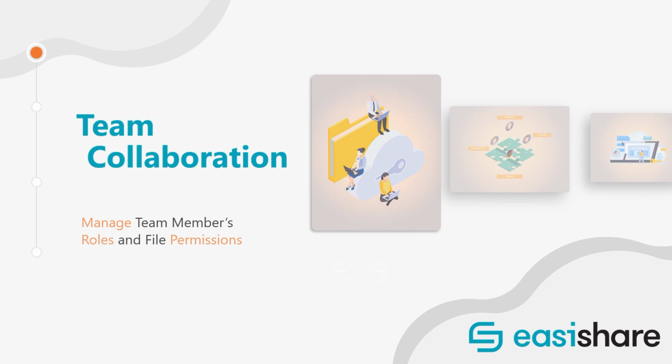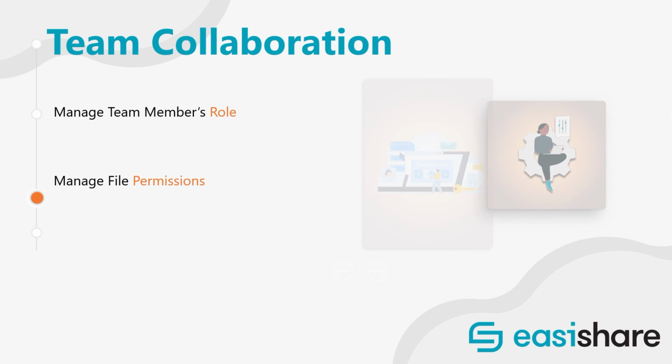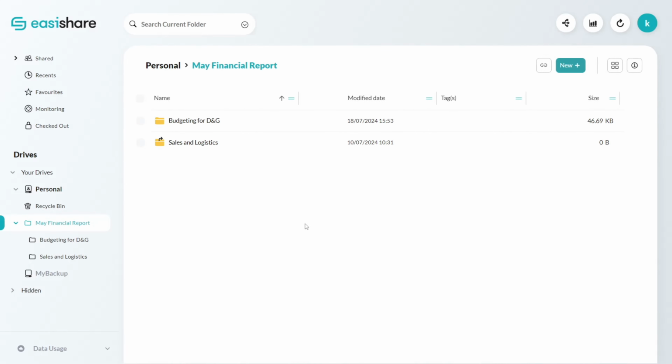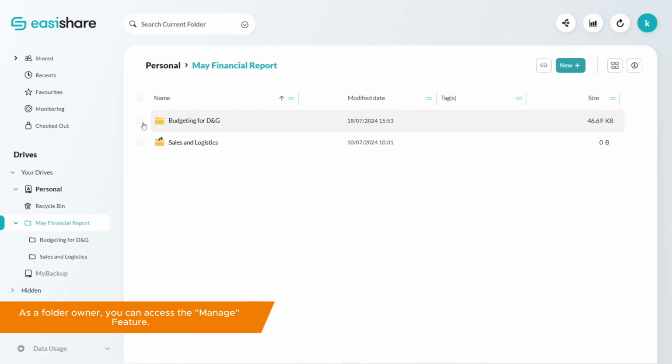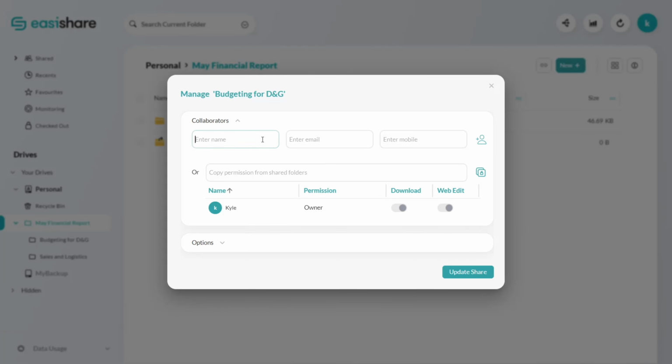In this tutorial, utilize the Manage Folder function to easily set permission for individual users and groups to collaborate with team members. As a folder owner, you can access the Manage feature. You can add individuals as collaborators.